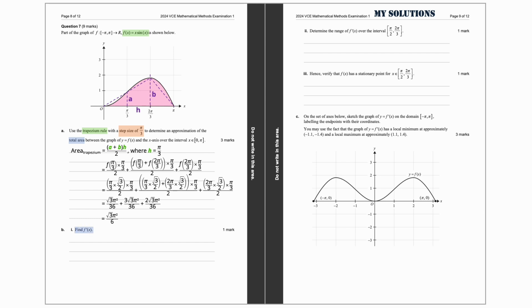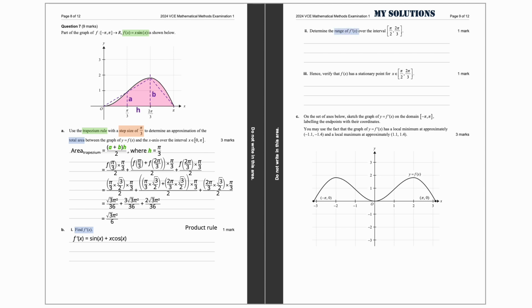Part B i. Find f dash of x. We are going to use the product rule again to differentiate x sine x. F dash of x equals 1 times sine x plus x cos x.